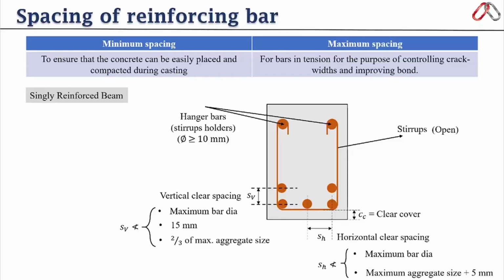One more thing here, as you know, we measure effective depth D from the centroid of tension bar, but when we use bars in multiple lines, then effective depth should be measured from the centroid of all bars.